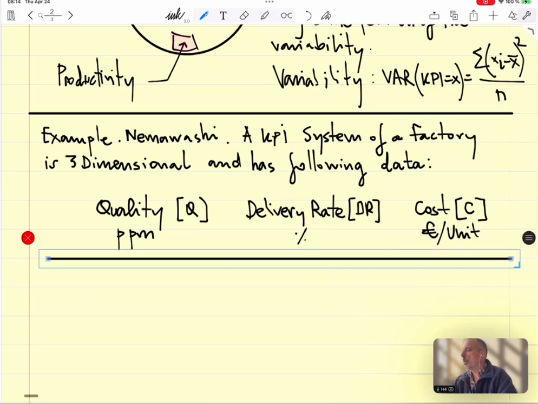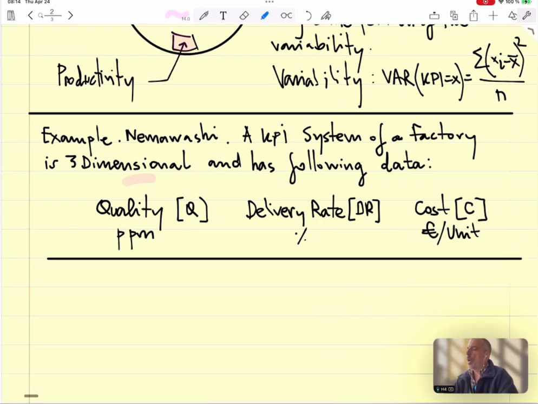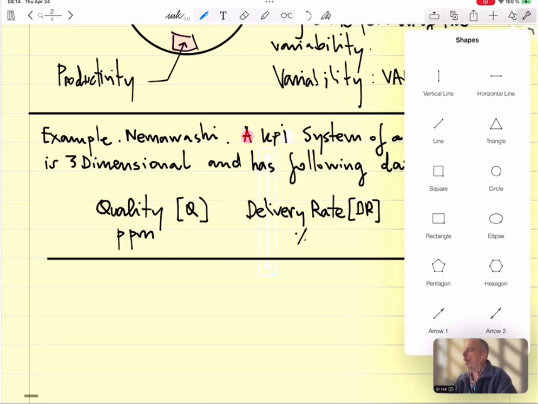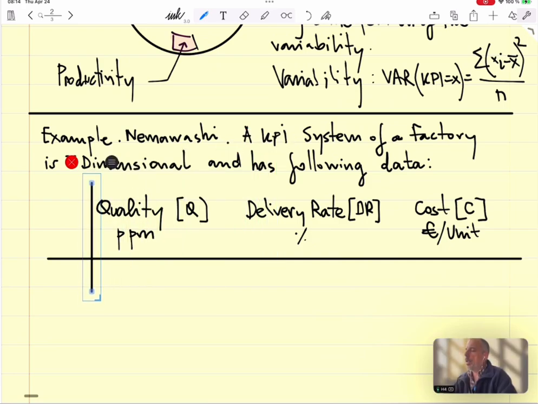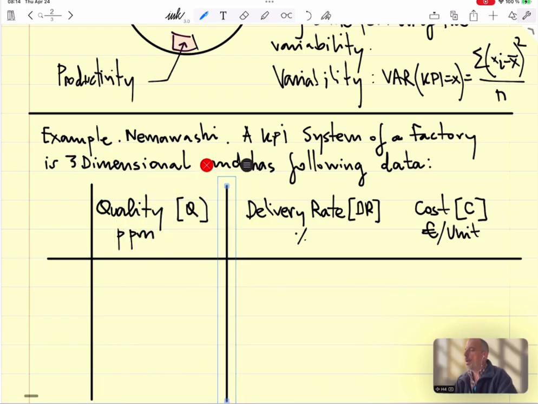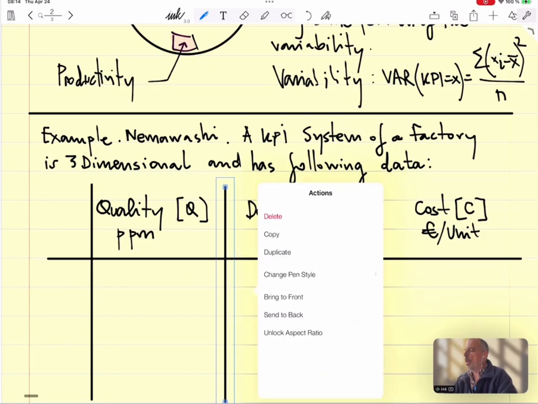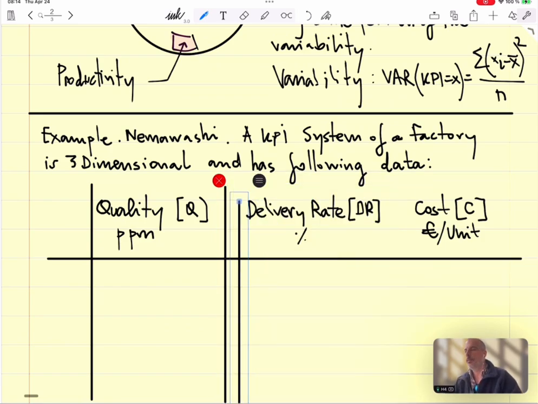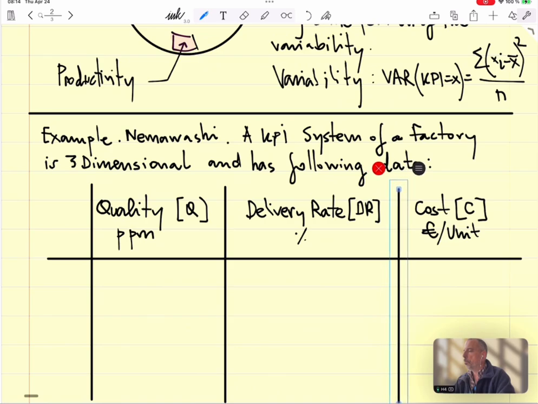Okay, so you have the customer here, the quality, the delivery rate, the time, and then you have the cost that makes you live or die. So you are the managers of this process, okay? You have taken these KPIs over 5 weeks, and you want to know what are the dynamics of your system.